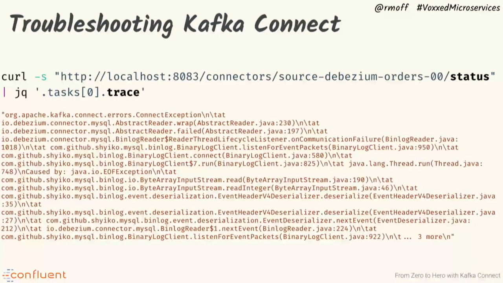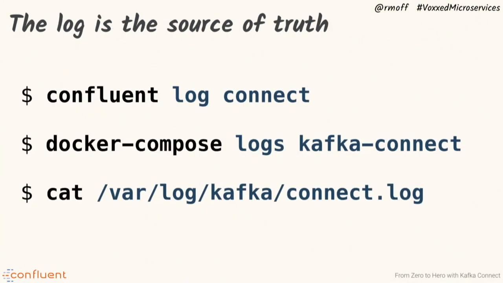You can use the REST API to get a stack trace out of tasks that have failed and start poking around that if you want. It's usually quite useful, but almost always what you'll need to do is dive down into the Connect worker log to actually work out what's going on, what's failed, what caused the task to abort.